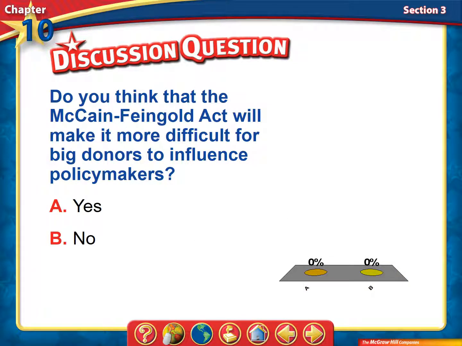Last question: do you think that the McCain-Feingold Act will make it more difficult? And once more, research Citizens United to find out more information about the effect of the Supreme Court case that ruled that corporations are people and how that influences campaign spending?